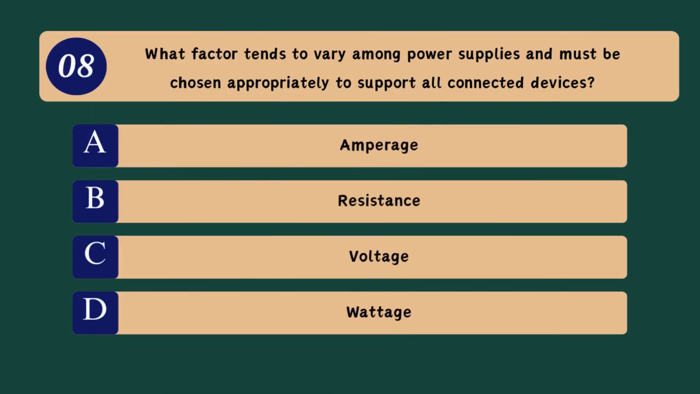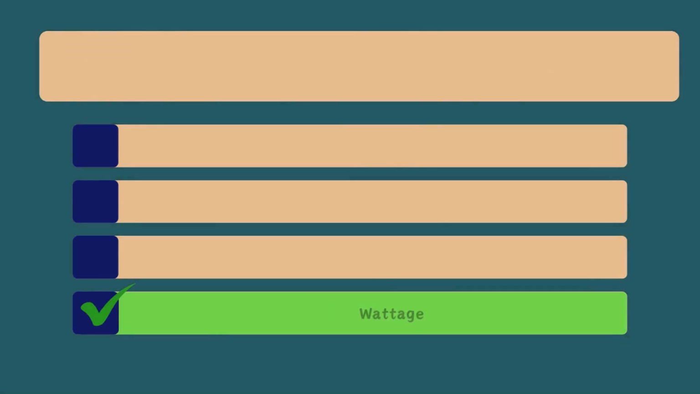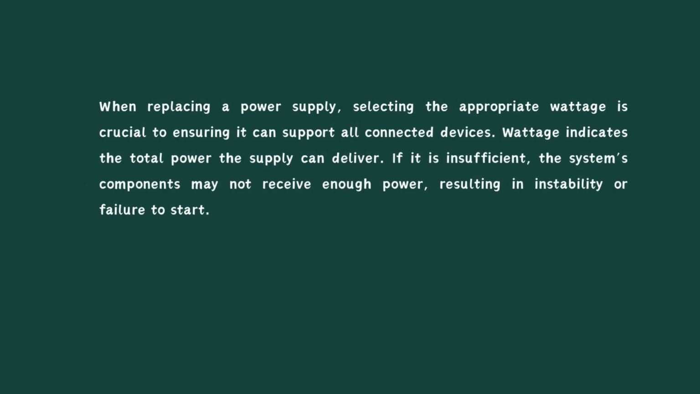Question 8. What factor tends to vary among power supplies and must be chosen appropriately to support all connected devices? A. Amperage. B. Resistance. C. Voltage. D. Wattage. Correct answer. D. Wattage.